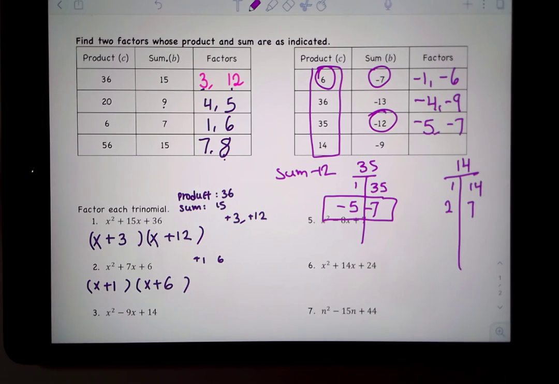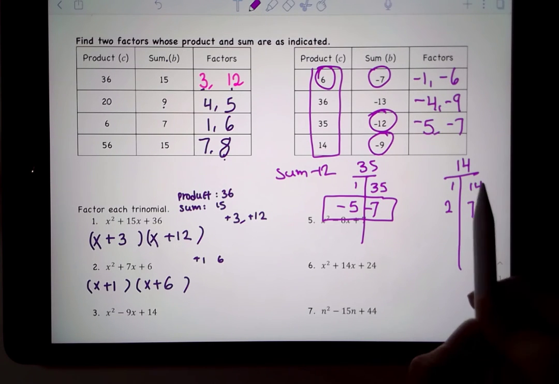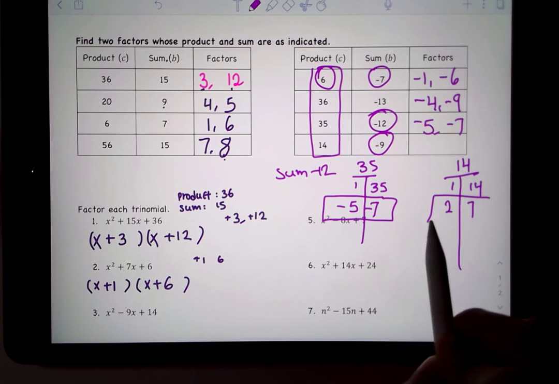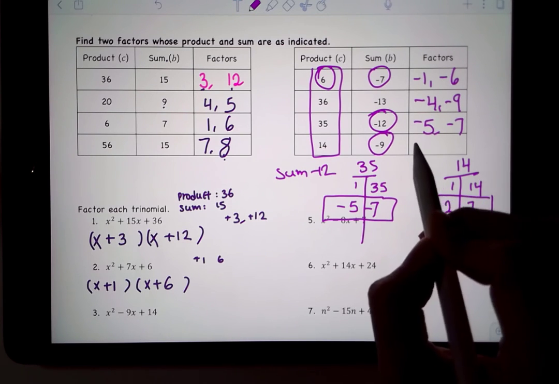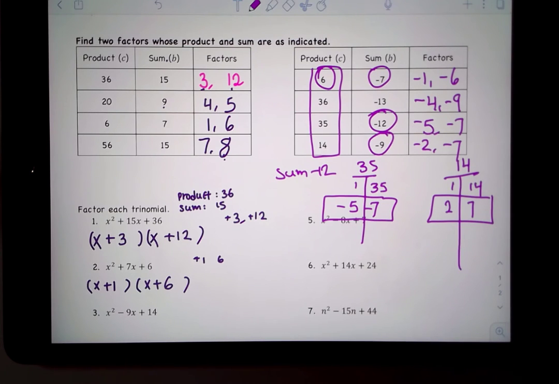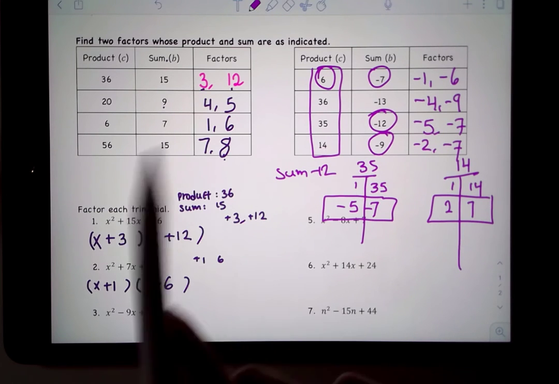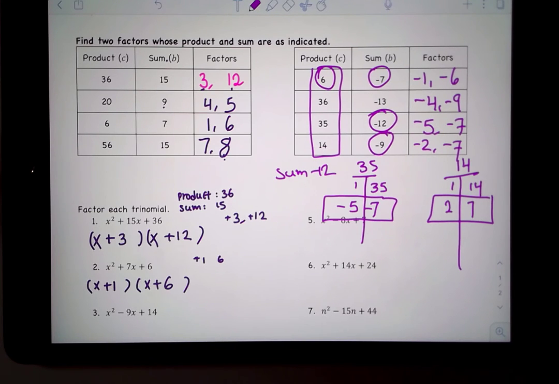All right, so it's 1 and 14, and 2, 7. 3 does not work, 4 does not work, 5 does not work, 6 does not work, and 7. The next number will be 7 and 2, so it's repeating. So we do up to here. And then I want to get 9. My sum is 9. Then which pair makes 9? This, right? And then I want to get -9, so both of them negative. Like this. So it depends on your number.